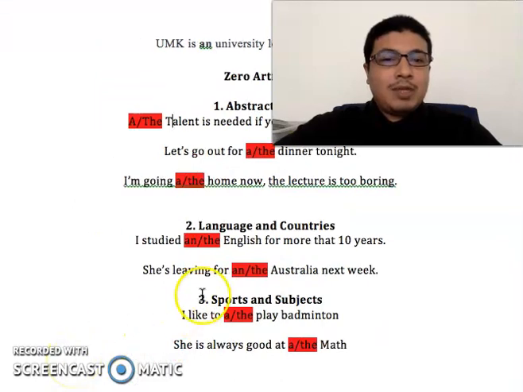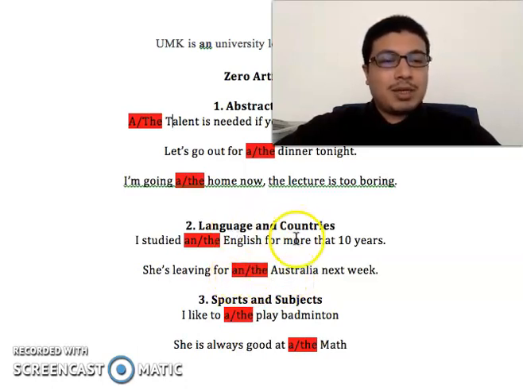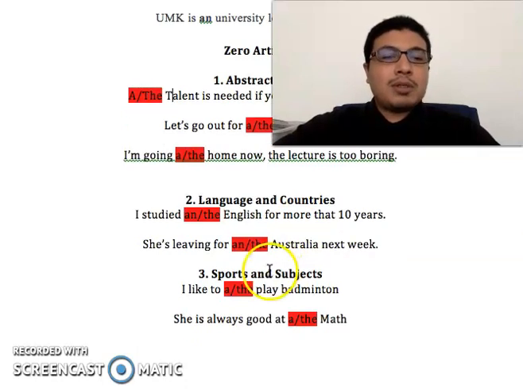And then language and countries, we don't use articles. You say I studied English for more than 10 years. You don't say I studied an English or I studied the English for more than 10 years. She's leaving for Australia next week. You don't say she's leaving for the Australia or for an Australia, because for language and countries, normally we don't use articles.